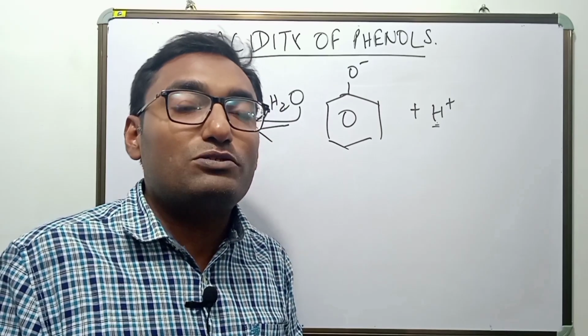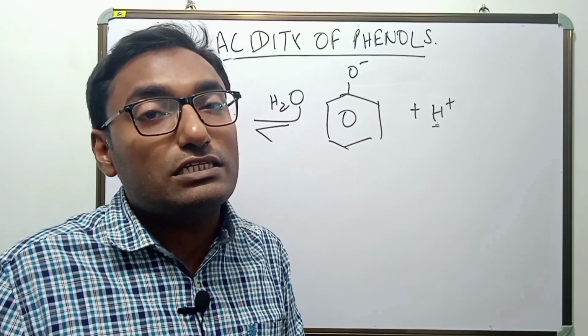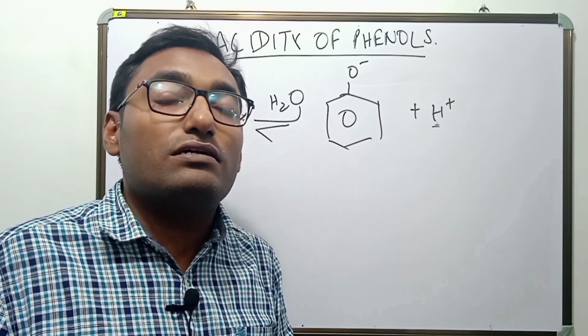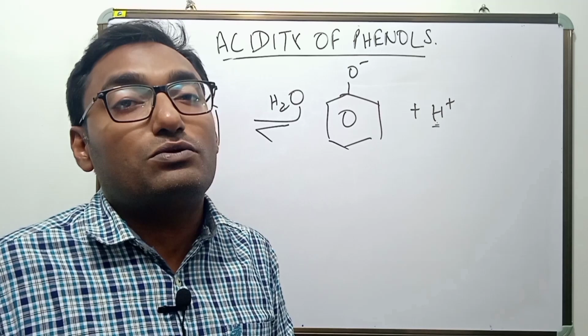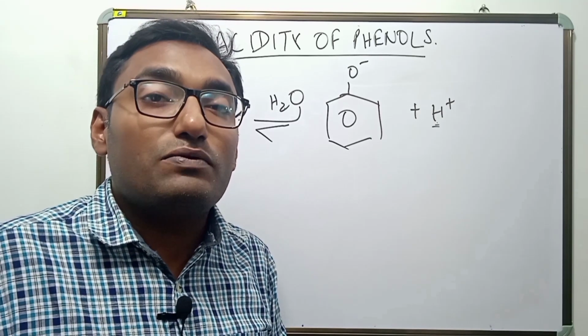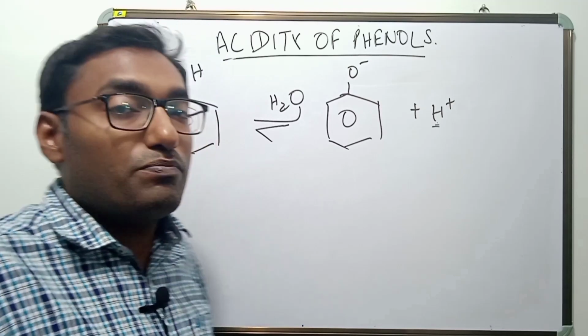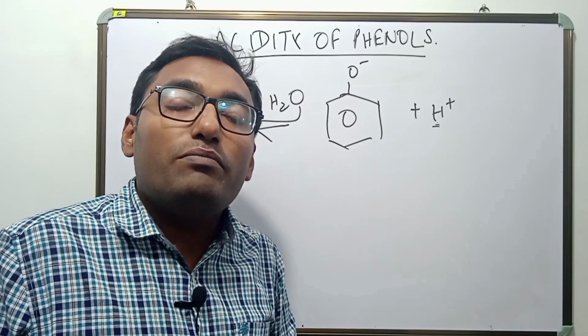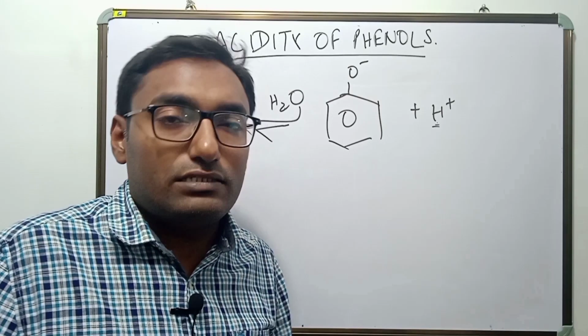Such compounds which, when dissolved in water, release H plus ion are referred to as Arrhenius acid, and compounds that dissolve in water to evolve OH minus are referred to as Arrhenius base. So therefore phenol is an Arrhenius acid. Now we are going to see why phenols are acidic in nature.